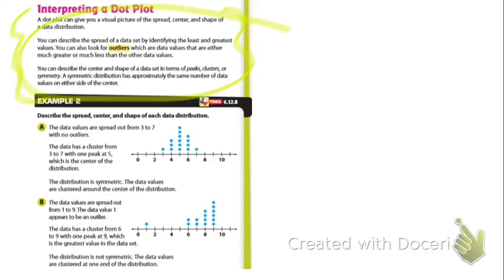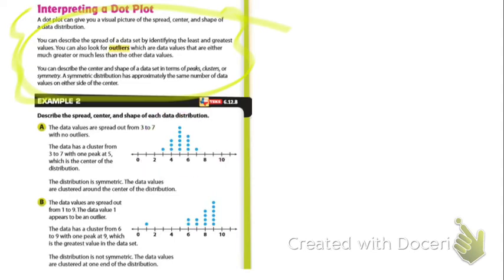Letter A. The data values are spread out from 3 to 7 with no outliers. The data has a cluster from 3 to 7 with one peak at 5, which is the center of the distribution. The distribution is symmetric. The data values are clustered around the center of the distribution. So they're just using different ways of describing the data that's presented right here, ladies and gentlemen, on that dot plot.